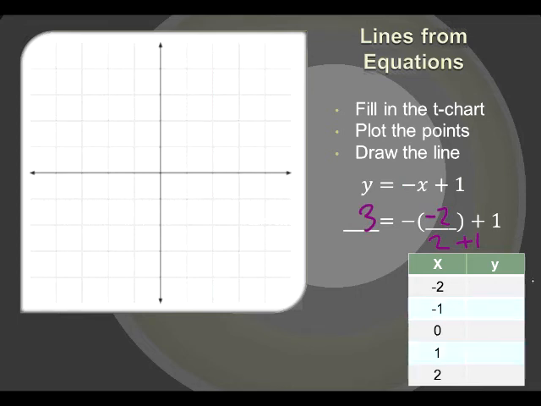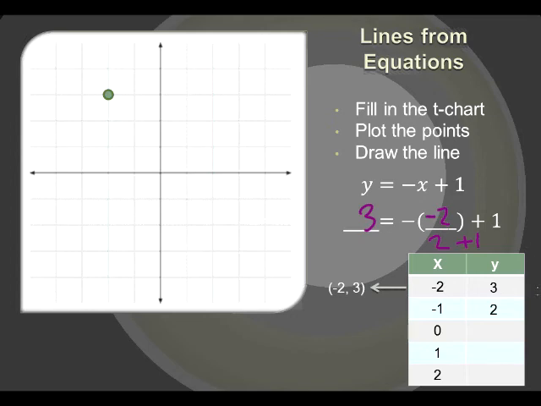So we fill it into our t-chart. You get y value of 3. That gives us the point negative 2 comma 3. And we can now plot that point on the graph. So you go back 2 and up 3.